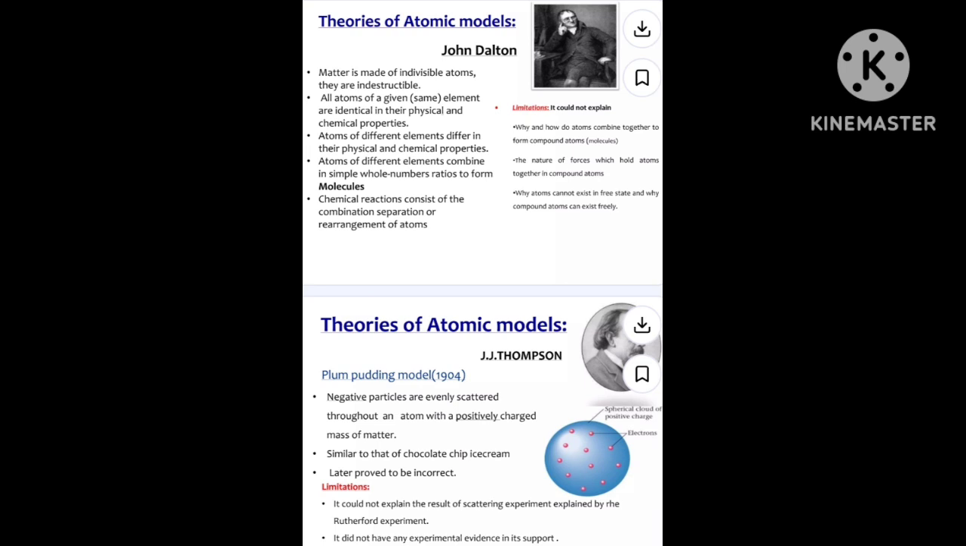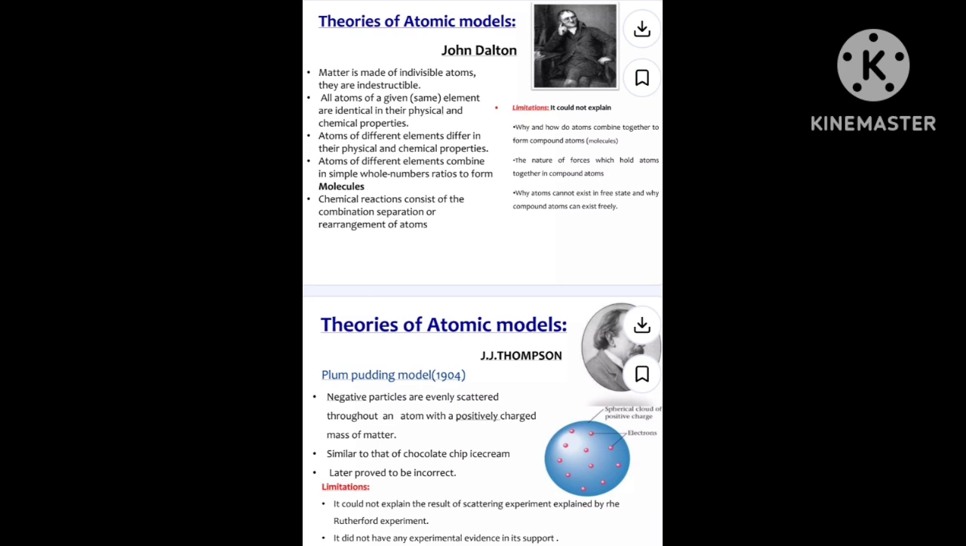Again, let us see the postulates of Dalton's atomic theory. Matter consists of small indivisible particles called atoms. It means that in matter, the atom is the smallest particle. That is the meaning of the first point. Second point: atoms can neither be created nor destroyed. We cannot create an atom and we cannot destroy it.